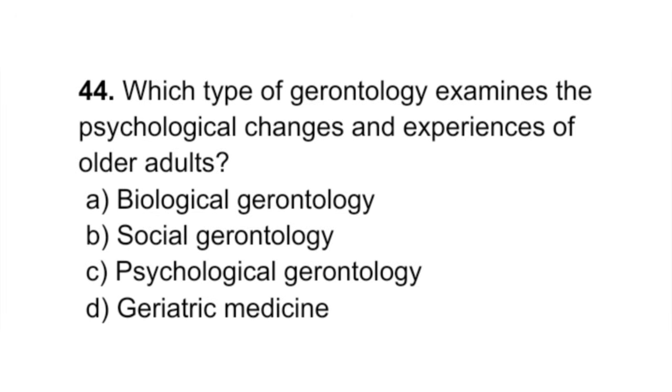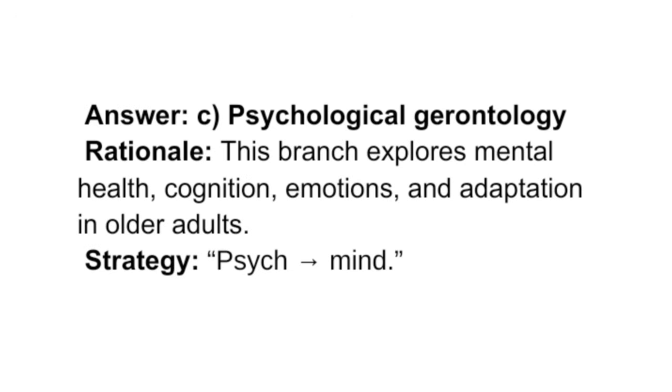44. Which type of gerontology examines the psychological changes and experiences of older adults? A. Biological gerontology. B. Social gerontology. C. Psychological gerontology. D. Geriatric medicine. Answer: C. Psychological gerontology. Rationale: this branch explores mental health, cognition, emotions, and adaptation in older adults. Strategy: psych mind.